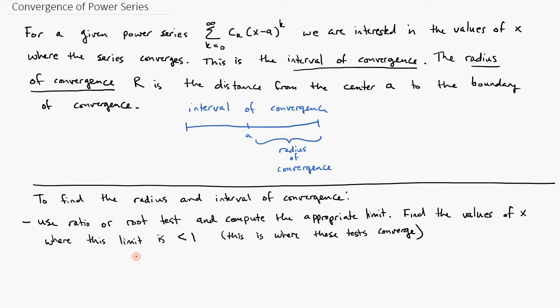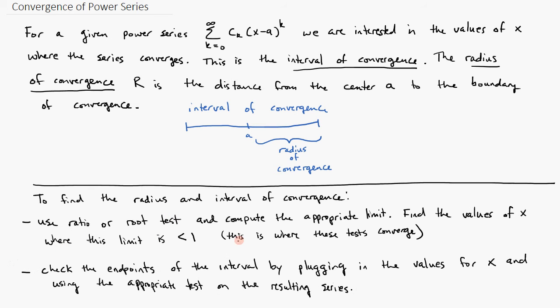To find the radius and interval of convergence, we'll need to do two things. First, typically we'll use the ratio or the root test, and this will be used to compute the appropriate limit, and then from the limit we'll find the values of x where this limit is less than 1. The reason we take less than 1 is because this is where the ratio and the root test converge. And then the second step will be to check the endpoints whether they converge or not by plugging in the endpoints for x and then using the appropriate test.